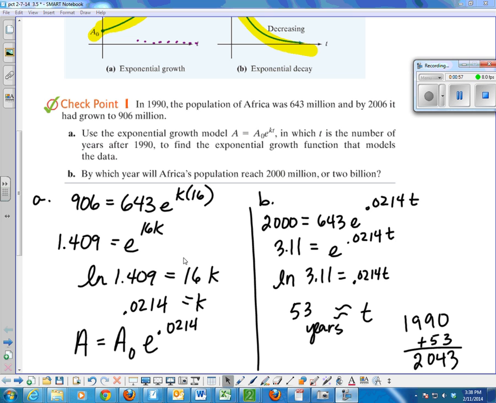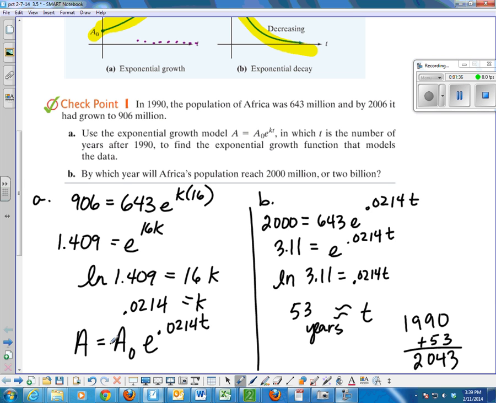Then to change this from exponent form to log form, it's natural log because it's base e. Natural log of 1.409 equals 16k. You're going to evaluate that in your calculator, divide it by 16 to equal k, and then that k is what goes up in the exponent here. I need a t as well. Okay, so then this represents the exponential growth model to which we can plug in any initial population in time to get a final population.